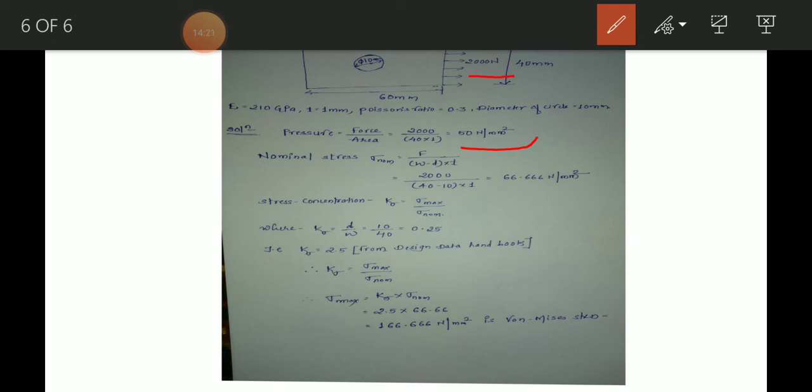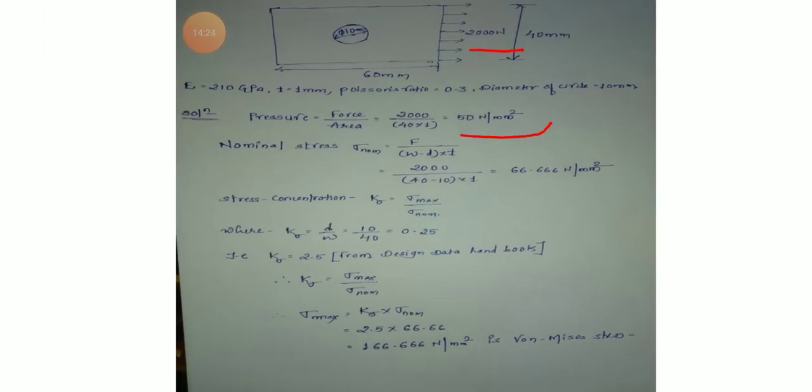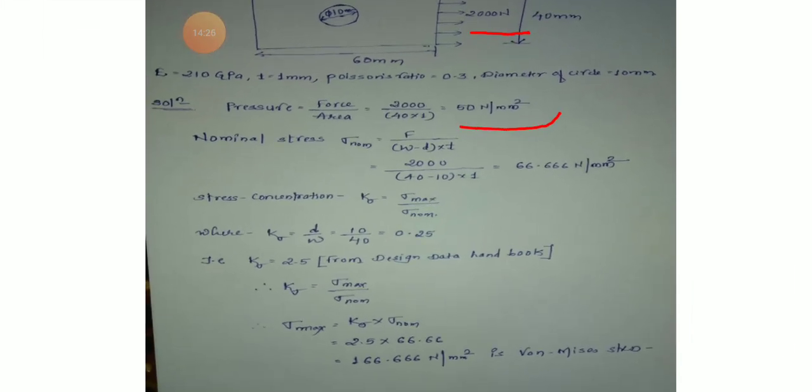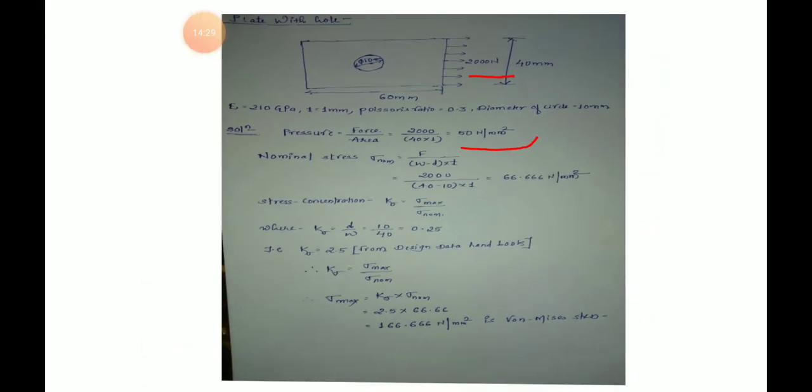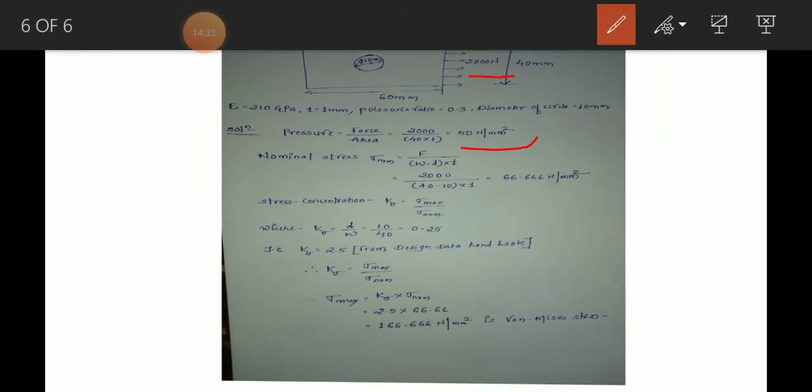Now calculate the nominal stress. Sigma nominal equals F divided by (W minus D) into T. This is the formula to calculate nominal stress: F divided by width minus diameter of the hole, into the thickness of the plate. F is 2000 Newton, W is 40 of course, minus D, the diameter of the hole, that is 10 mm, into T. You will get 66.66 Newton per mm square.